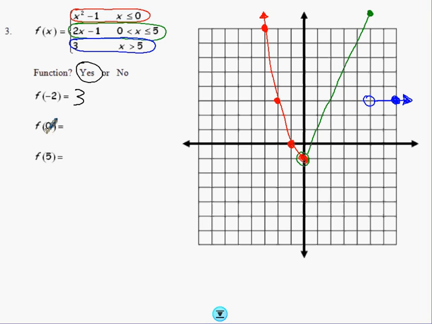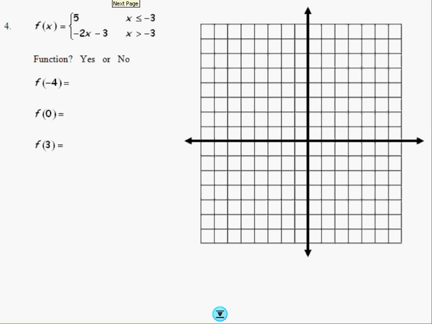Okay, f of 0. Again, I can look at the graph. Clearly, it's negative 1. If I were to evaluate it algebraically, because 0 is included in the red part of the piecewise function, I would plug it in here, again getting negative 1. F of 5. The closed circle is at 9, so I know the answer is 9. Well, again, I can find it out using this part of the function. It includes 5. Plug it in and get 9.